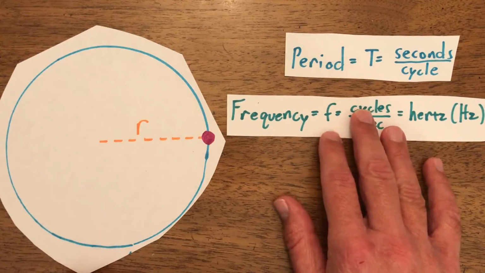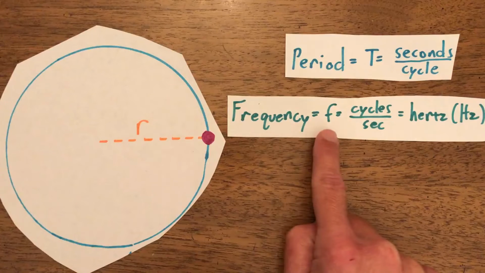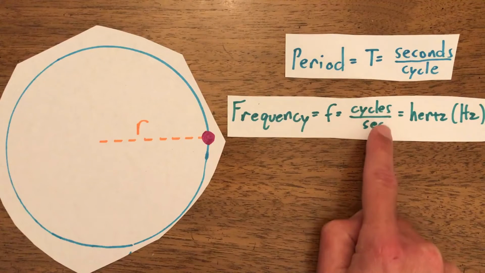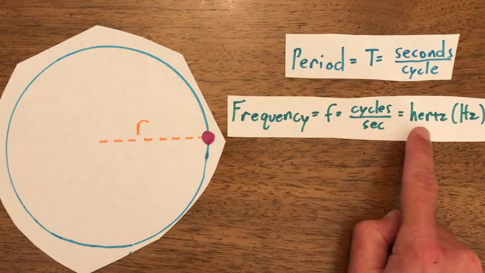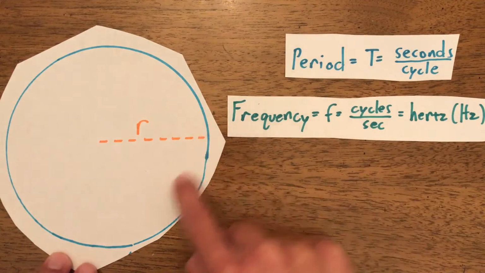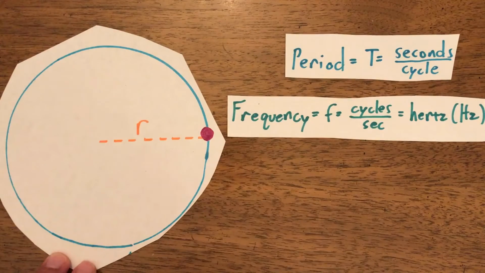So the frequency is not the seconds per cycle, but it's the cycles per second. Frequency, by the way, the symbol for it is lowercase f, and its units are cycles per second, but we've renamed that a hertz. The abbreviation for that is Hz. So if this thing went around 60 times per second, that would be a frequency of 60 hertz.